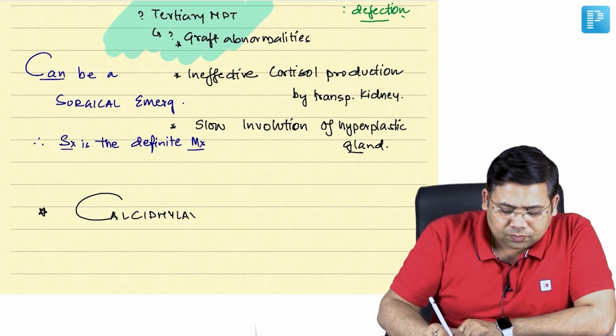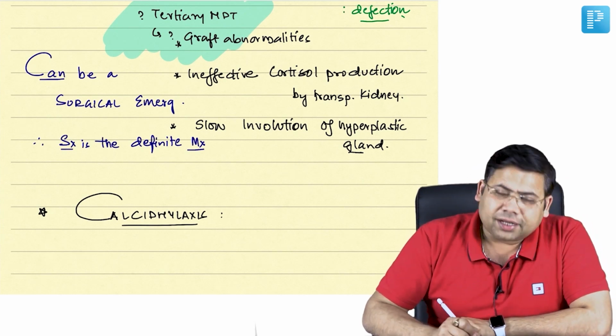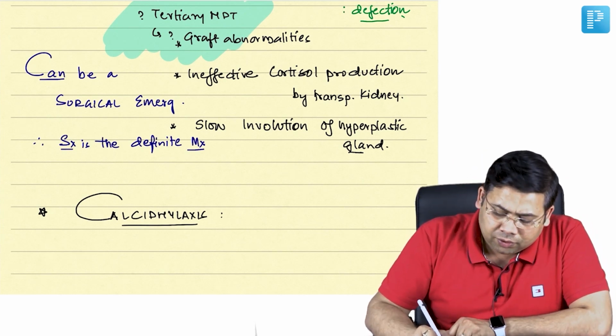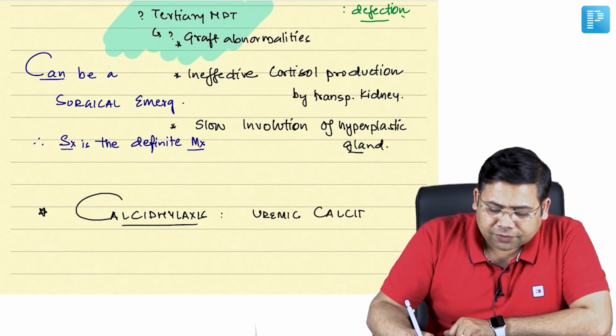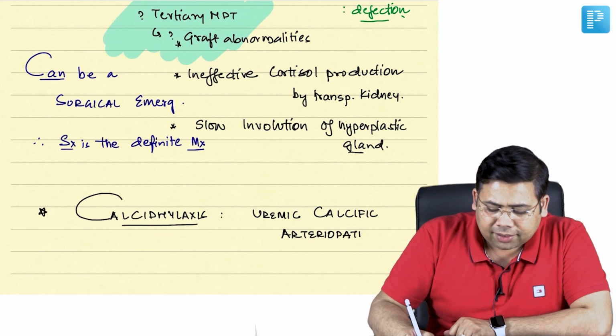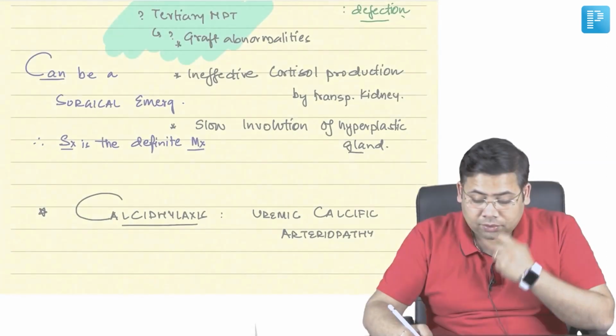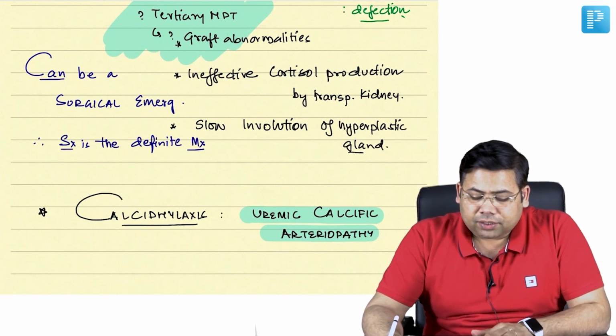Calciphylaxis. What do you mean by calciphylaxis? The term calciphylaxis refers to uremic calcific arteriopathy. So, what is the basic concept of this uremic calcific arteriopathy?